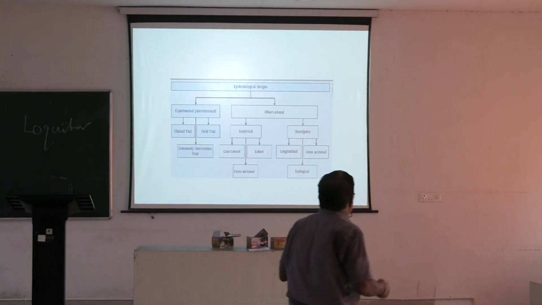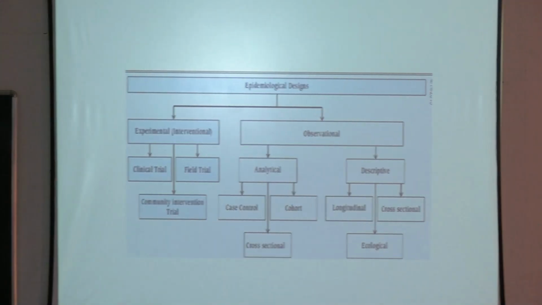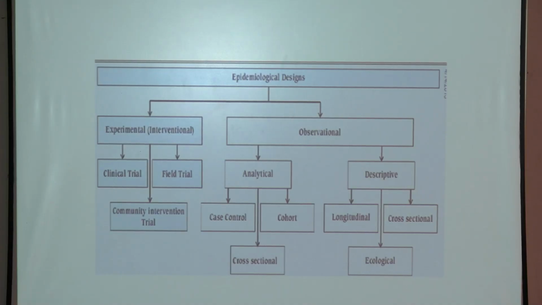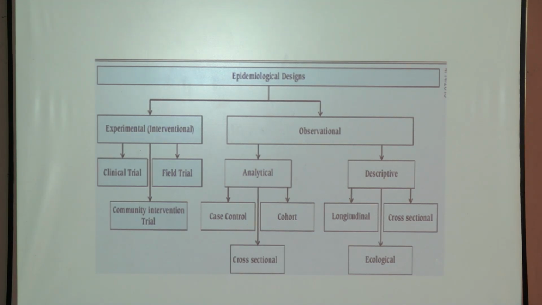So, as I told you, epidemiological studies, you have experimental and observational. Among the observational, you have analytical, which is case control and cohort, and it's also called cross-sectional, and descriptive, you have longitudinal and cross-sectional, and again descriptive, you have ecological. Among the experimental studies, you have a clinical trial and a field trial and community intervention trial.